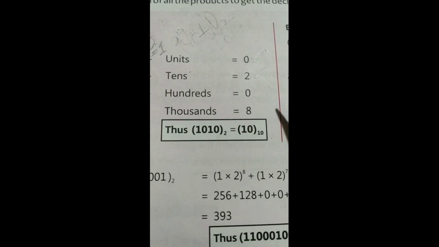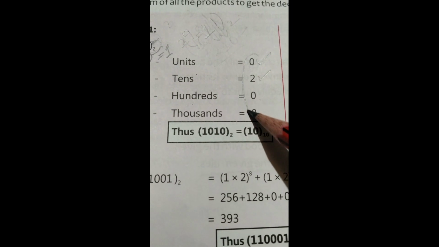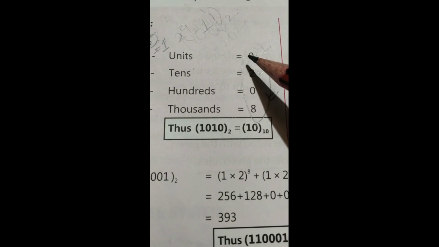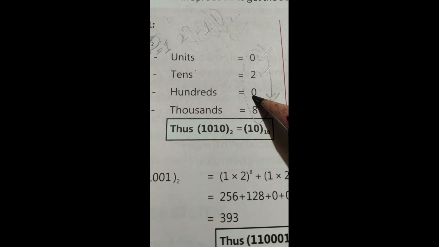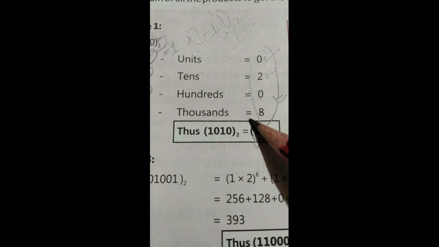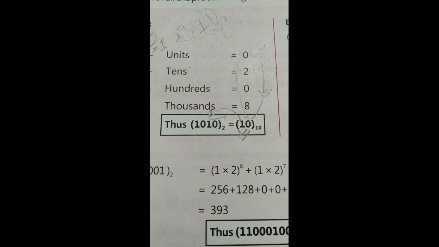At last, whenever we get the products of all the digits, we take the sum of them: 0 plus 2, 2 plus 0, 2 plus 8, 10. So 10 is the decimal conversion of this binary number. One more example: suppose we have the binary number 11101, and we have to convert it into decimal form.